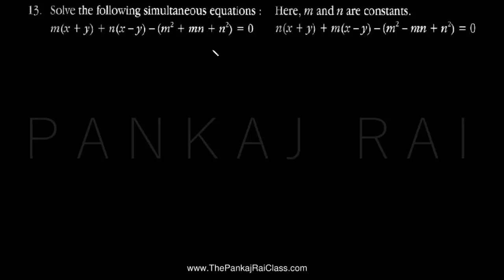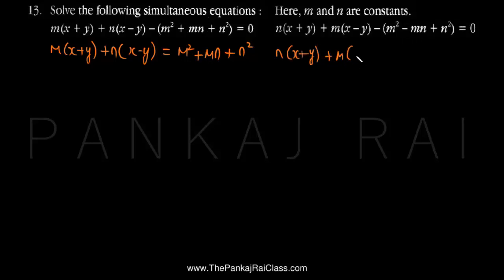To begin with, let me start with the first equation, and let me take the constant term on the right hand side. So we will be having m times (x plus y) plus n times (x minus y) is equal to m square plus mn plus n square. And in the second equation as well, let me take the constant term on the right hand side. So we would be having n times (x plus y) plus m times (x minus y) is equal to m square minus mn plus n square. Let me name this one as equation number one, and this one as equation number two.